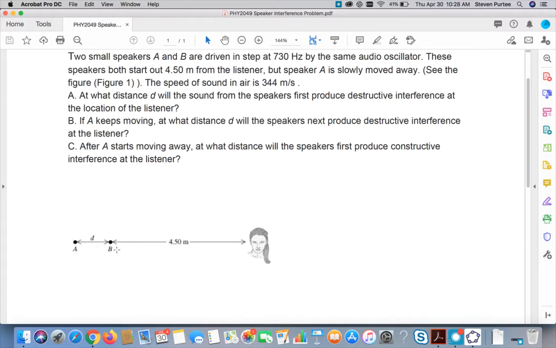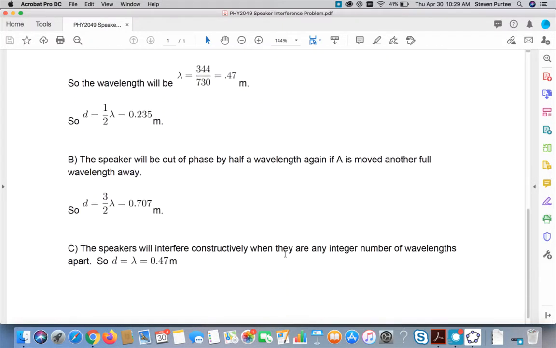Okay, part B, we want to now keep moving A, and now we want A and B, the two speakers, to interfere constructively. No, that's part C. We want the next time. We're going to keep moving A over. So as we move it a little further, she'll start to hear stuff. At one point, she'll be able to hear really well. And then as we keep moving A over, the sound will disappear again. Well, that would be 1.5 wavelengths away.